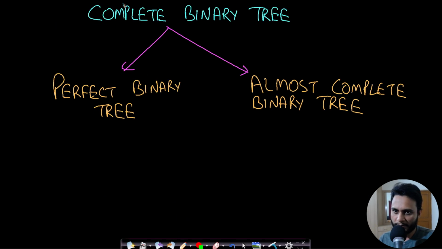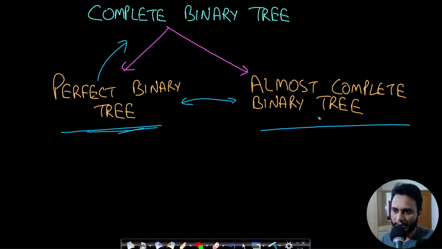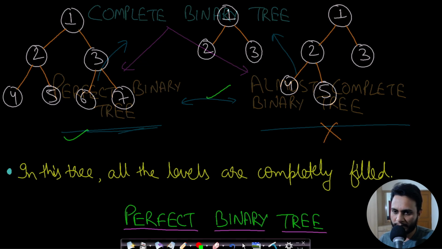In the tree concept we need to know what is a complete binary tree. So a complete binary tree is a combination, that means it includes the perfect binary tree as well as the almost complete binary tree. If you combine both of these, the perfect binary tree is a subset of the complete binary tree and the almost complete binary tree is also a subset of the complete binary tree. So what do they really mean? Let us first see that.